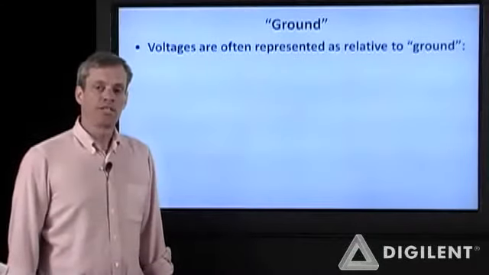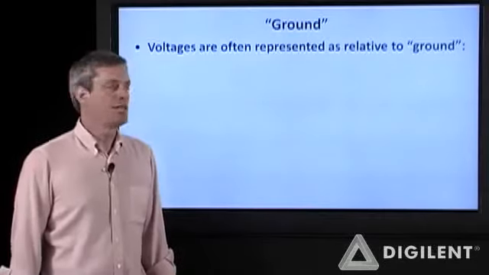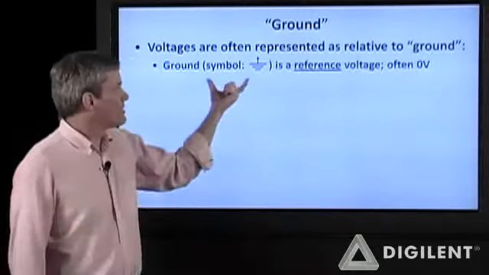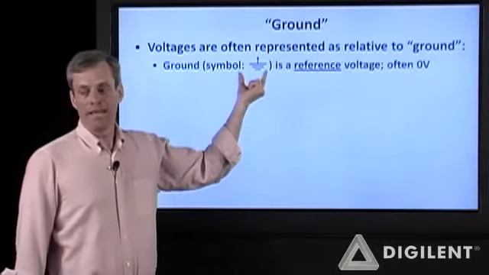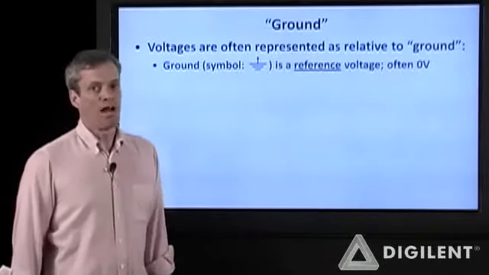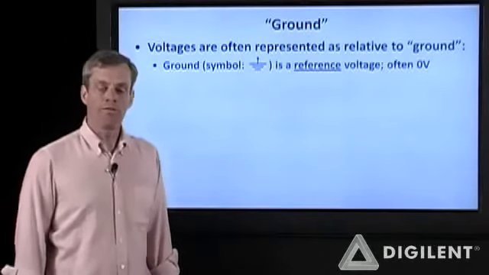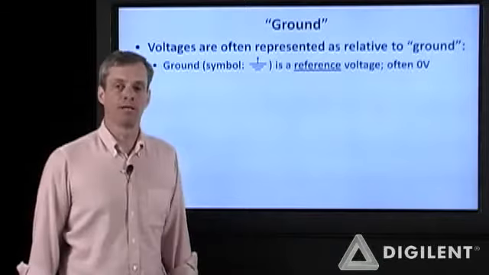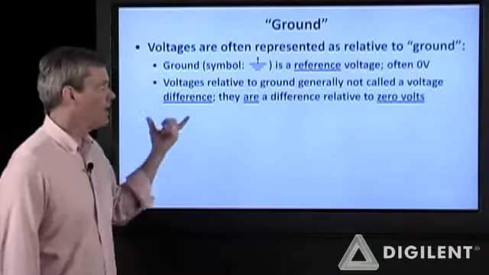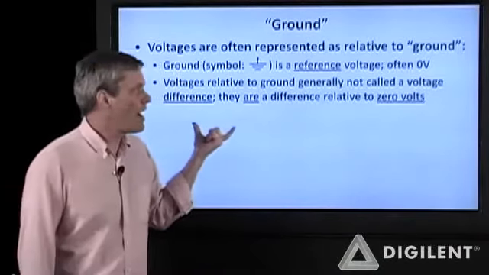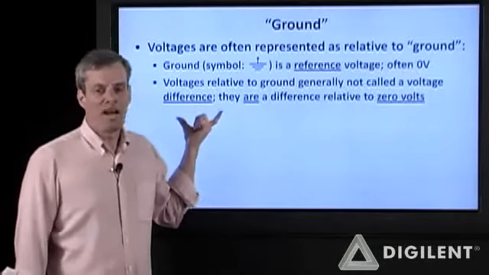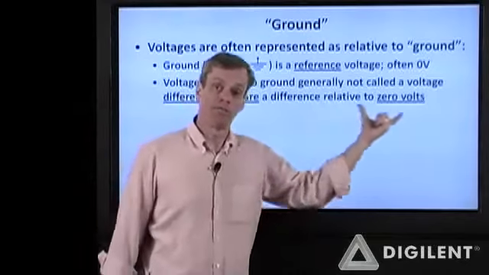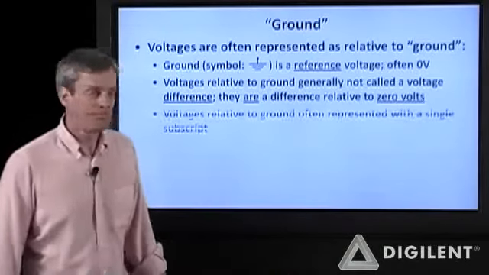Another notation type of thing, voltages are often indicated as being relative to what is called ground. The ground symbol that I will use looks like this. It essentially provides a reference voltage, quite often assumed to be 0 volts. The 0 volts is simply an assumption in most cases. Voltages relative to ground are quite often not really referred to as a voltage difference, but they really are. They're a difference relative to 0 volts.